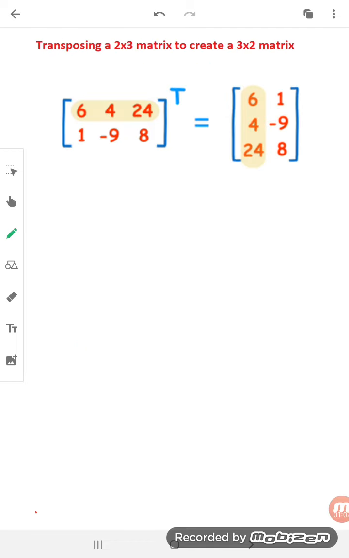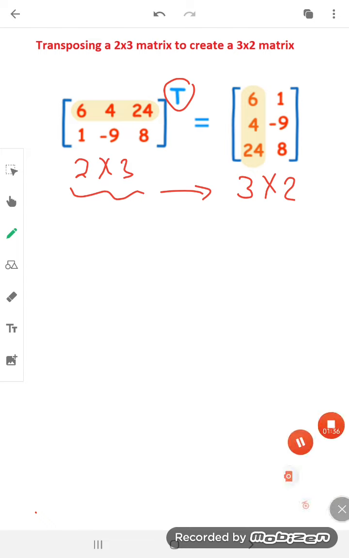Look at this example. 2 by 3, the first matrix, in order 2 by 3. To transpose this matrix, it converted to 3 by 2. Okay? Because the rows become columns and the columns become rows. So the order 2 by 3 converted to 3 by 2.